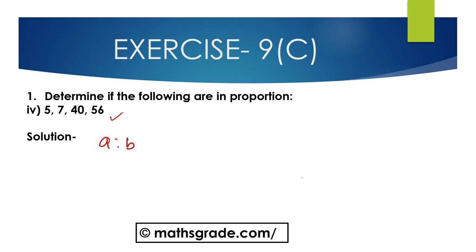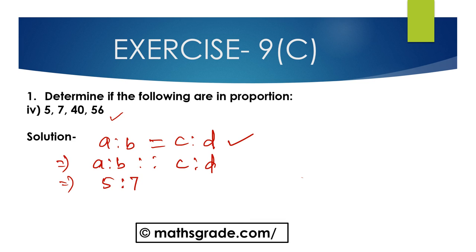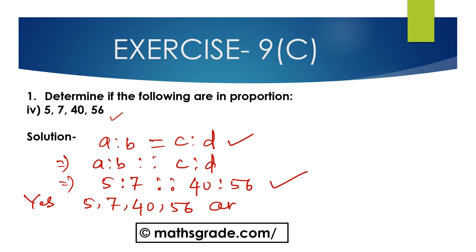Now A is to B is equal to C is to D. This implies A is to B is proportional to C is to D, which is 5 is to 7 is proportional to 40 is to 56. Yes, 5, 7, 40 and 56 are in proportions. Yes, the numbers 5, 7, 40 and 56 are in proportion.